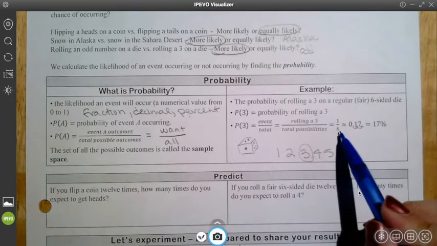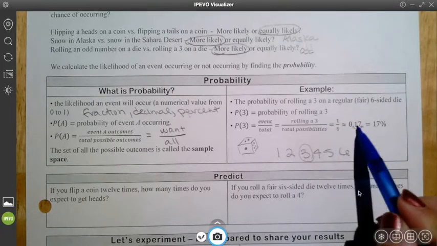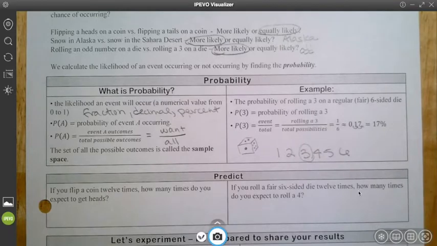If you need more review of how to calculate from a fraction to a decimal or to a percent, that's something that we can definitely talk about in office hours.